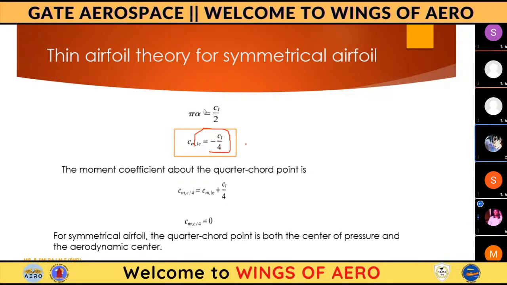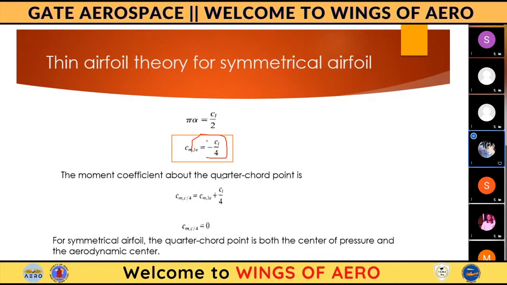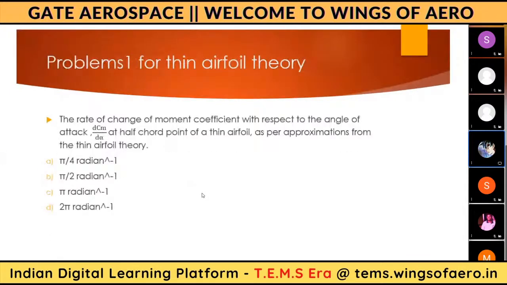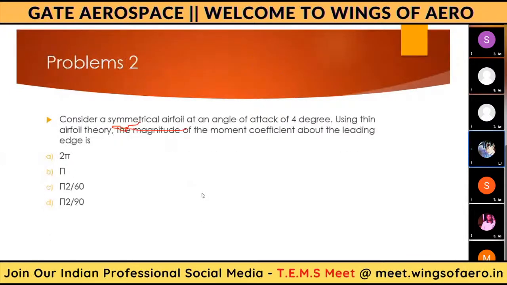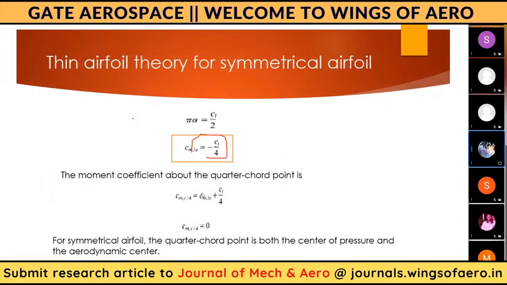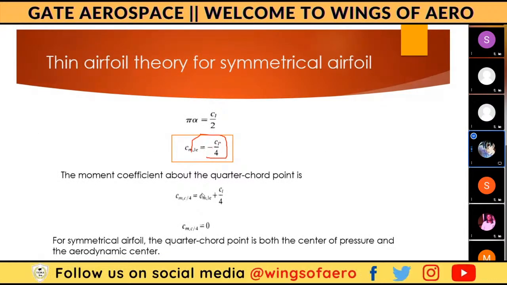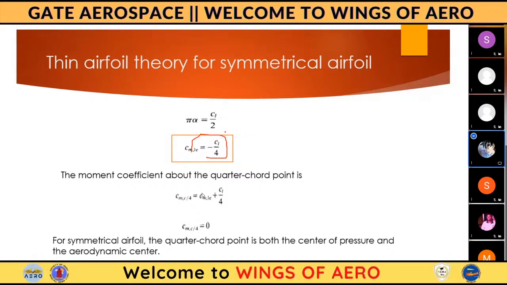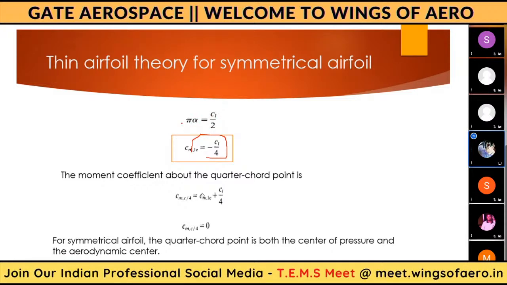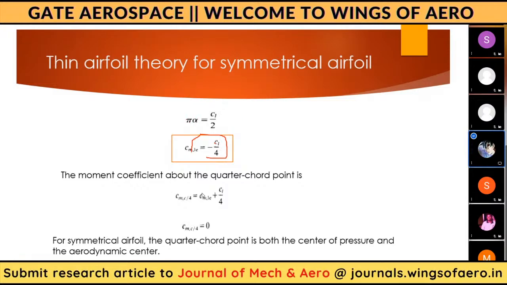So C, minus pi alpha by 2, sir. No, see, I'll be showing you the formulas. C_m about the leading edge is equal to minus C_L divided by 4. This is C_L, the lift coefficient. So first we need to find the C_L value. C_L equals what? From the above equation, pi alpha equals C_L by 2, so C_L equals 2 pi alpha. So we substitute: C_m leading edge is equal to minus 2 pi alpha divided by 4.